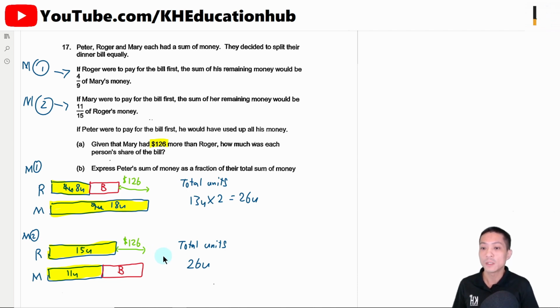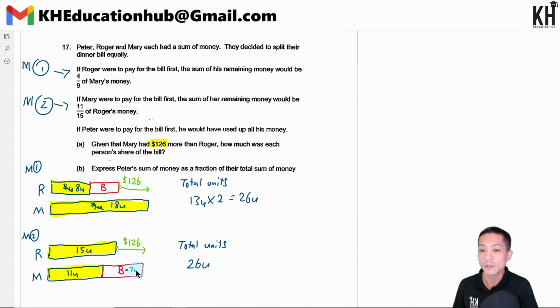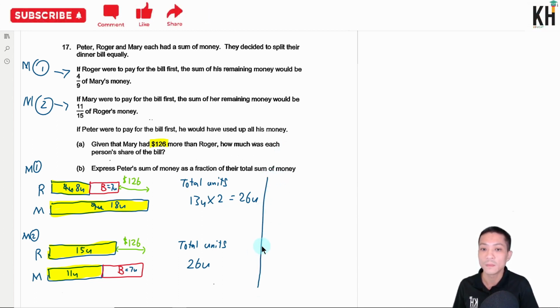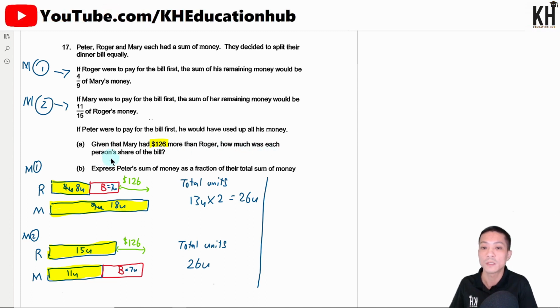Okay, so now we have found out that the bill is actually equal to 7 units, right? Because 11 plus 7 is 18. And 8 plus 7 is equal to 15 units. Which means that now I can find the bill, right? The bill is 7 units. After I find the bill and then I divide by 3, that will be the share of each person.